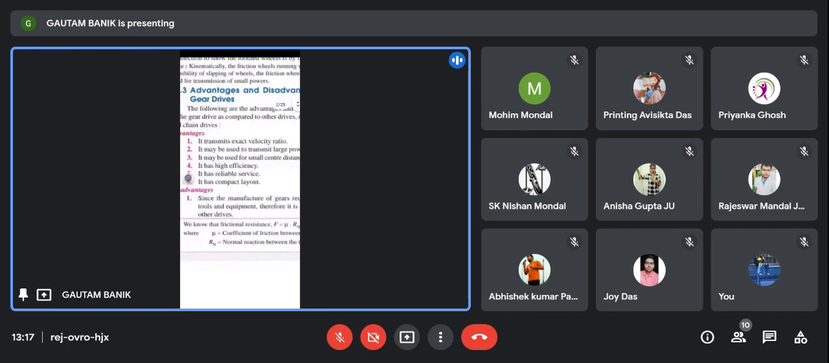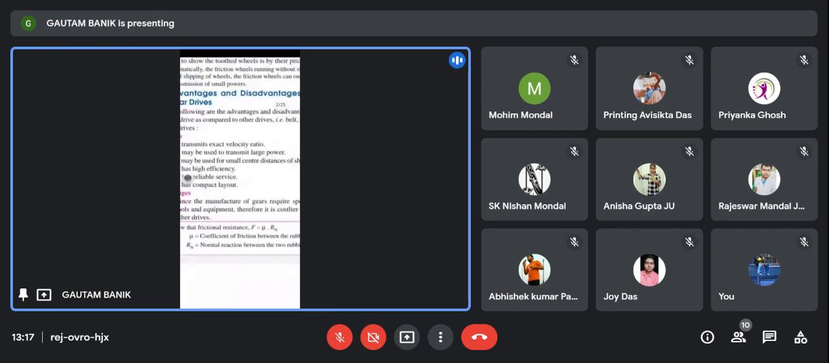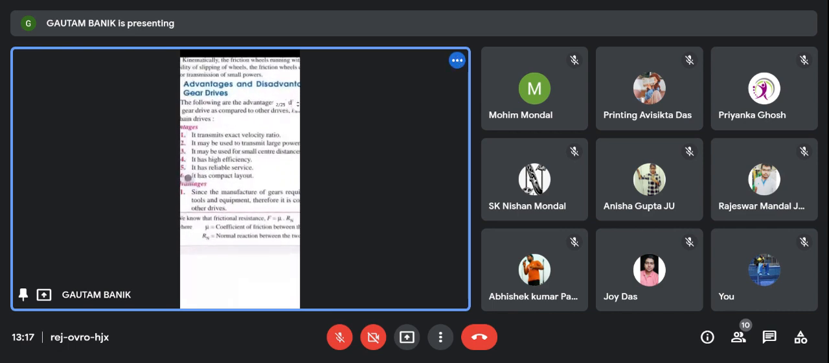Number two: it can transmit large power, whereas when you use chain drive and pulley, there are some disadvantages there. Slippage occurs, tearing of the belt, etc., and low power is transferred in the pulleys. If you want to transfer a large amount of power in the pulley system, the diameter and the center distance are required to be larger.